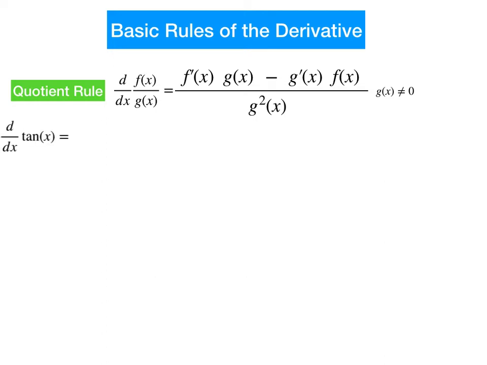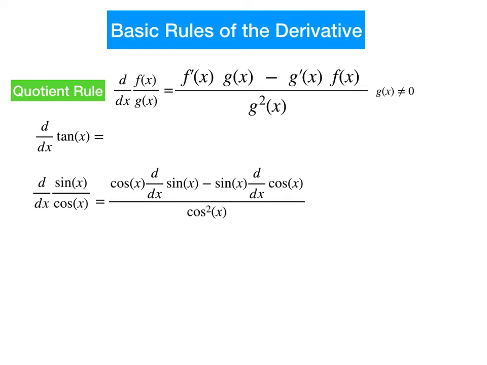Let's look at an example. If we want to find the derivative of tangent of x, we first rewrite it as a quotient of sine of x divided by cosine of x. And now we can use the quotient rule to find the derivative of tangent of x. According to the quotient rule, you would take cosine of x times the derivative of sine of x, minus sine of x times the derivative of cosine of x, divided by cosine squared of x.